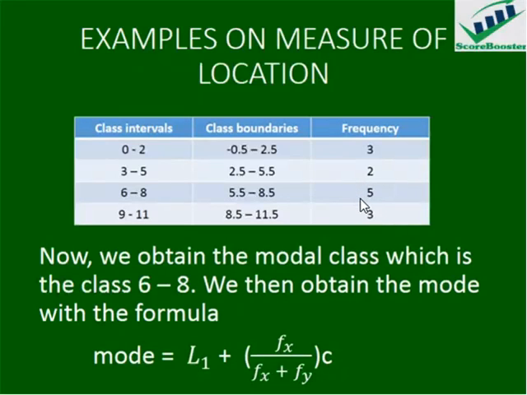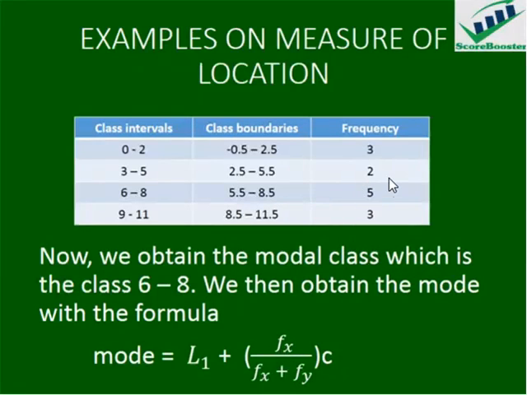Mode is about the number or item or class that has the highest frequency. So here the highest frequency is 5, and that frequency corresponds to the class 6 to 8, therefore the modal class is the class 6 to 8. The next thing for us to do is to obtain the mode using this formula, which has been given. L1 is the lower class boundary of the modal class, which here is the lower class boundary of 6 to 8, and this is 5.5.